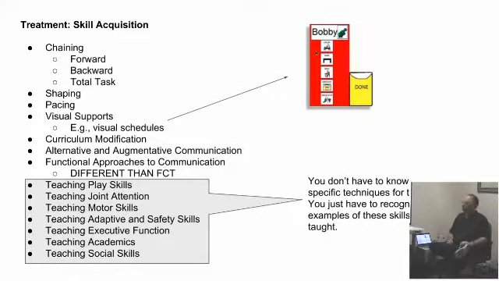Okay. Yep, exactly. We already said this earlier, so teaching play skills, teaching joint attention, teaching motor skills. You don't have to know specific techniques for teaching these things, just know what they are and recognize when they're being taught. You all know what motor skills are, play skills are, safety and adaptive skills. Joint attention. That's a concept you need to know. You need to know what joint attention is.